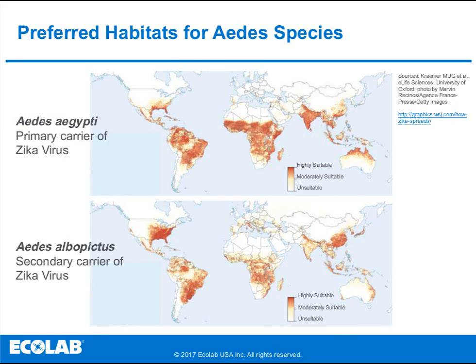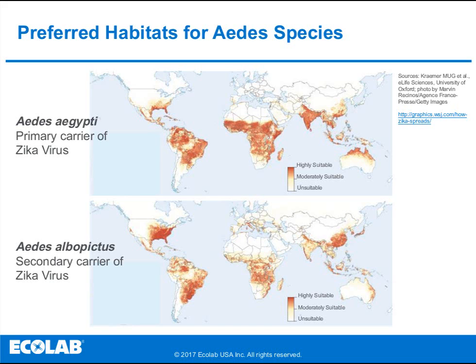Thanks, Joelle. So building on Joelle's description of mosquito biology and in particular the Aedes genus, we'll turn our attention now to its preferred geographies. So the preferred habitat for them is around the more tropical and subtropical regions of the world.